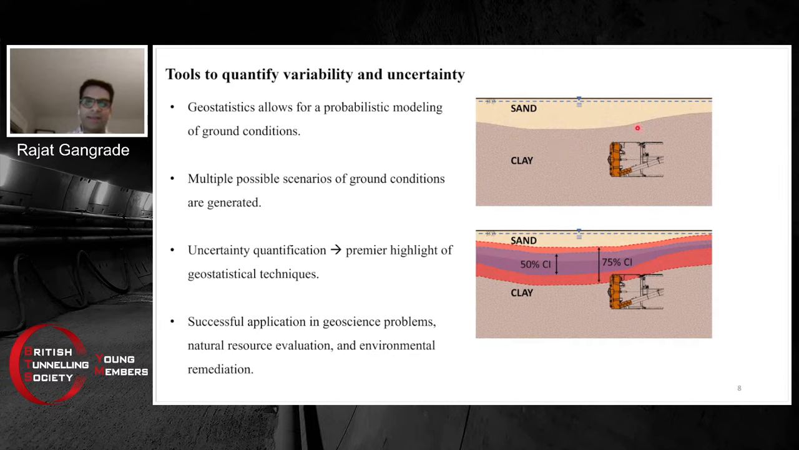So in this case, if we are tunneling from right to left, we'll anticipate we're completely in clay. But in reality, there could be a possibility that the sand layer is extending much below and hitting the top of the TBM. In that case, the face pressure difference could create certain issues.